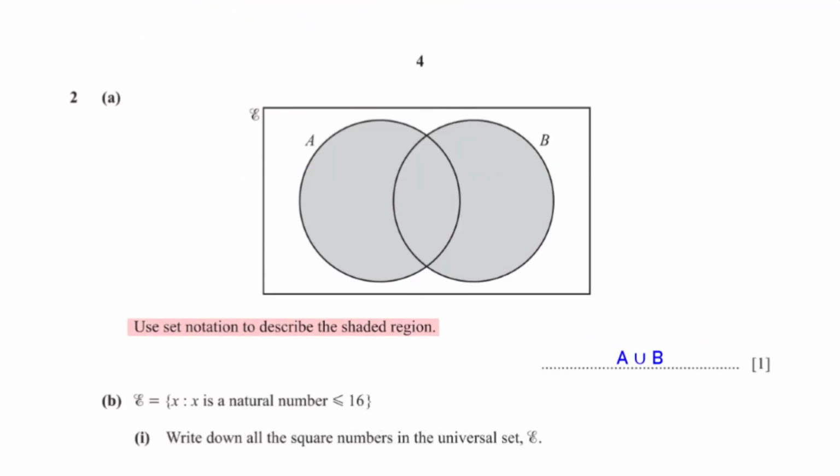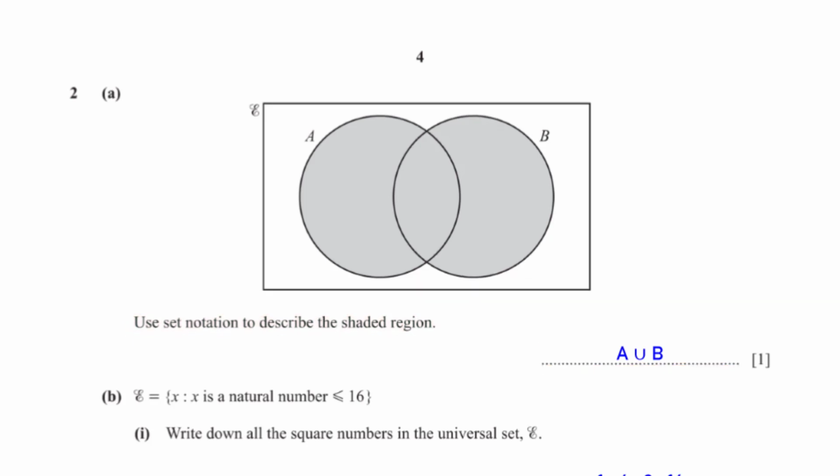Use set notation to describe the shaded region. The shaded region can be described as A union B.